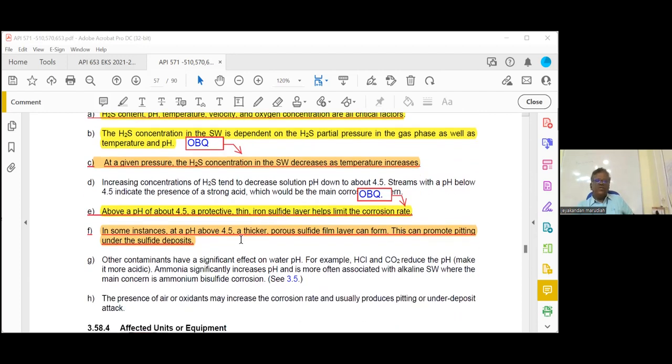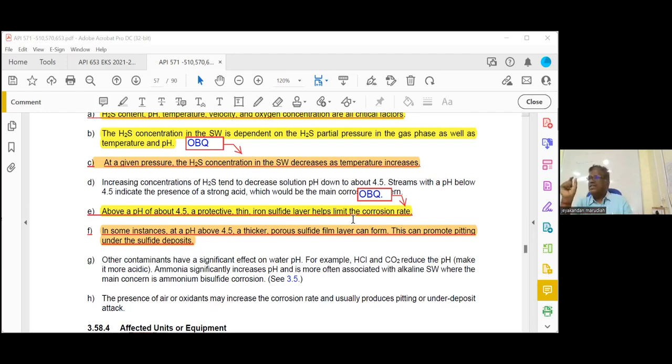Then highlight the E. About a pH 4.5, a protective thin iron sulfide layer helps limit the corrosion. Suppose if a deposit is formed, for example, iron sulfide, then the corrosion will come down because that layer will protect the piping or vessel from the corrosion. Thin layer, iron sulfide, because H2S is there. H2S when it reacts with iron, steel has more than 60% iron, then there will be an iron sulfide layer. If the iron sulfide layer forms, then the corrosion rate will not increase because it will protect.